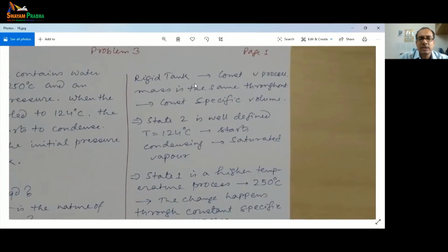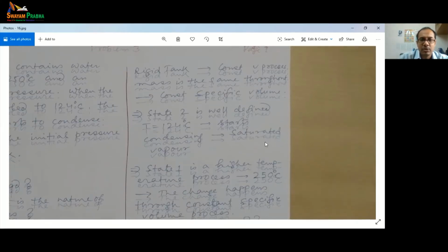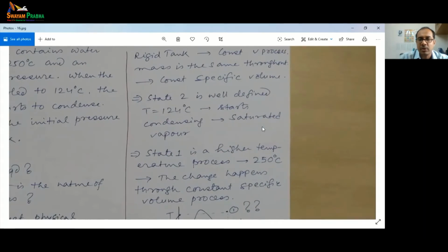So this is a rigid tank, a constant volume process. Rigid tank volume cannot change, so it has to follow a constant volume process. And mass is also the same, because there is no hole from where mass can come in or out. So this is a constant specific volume process. Volume constant, mass constant, the specific volume has to be constant.